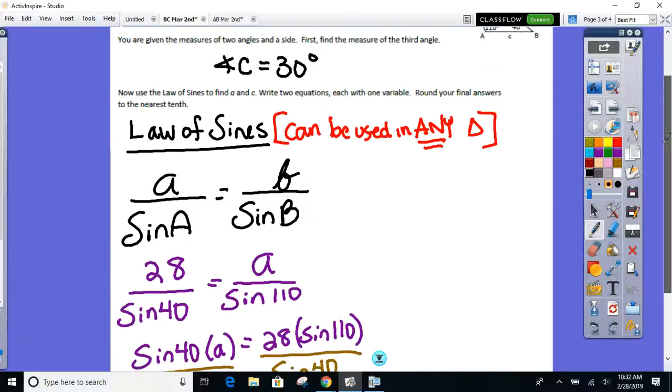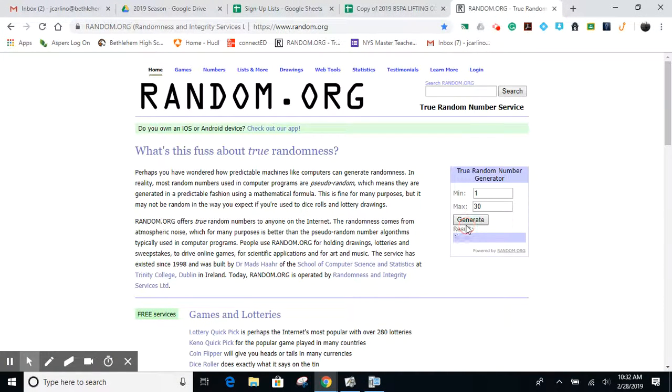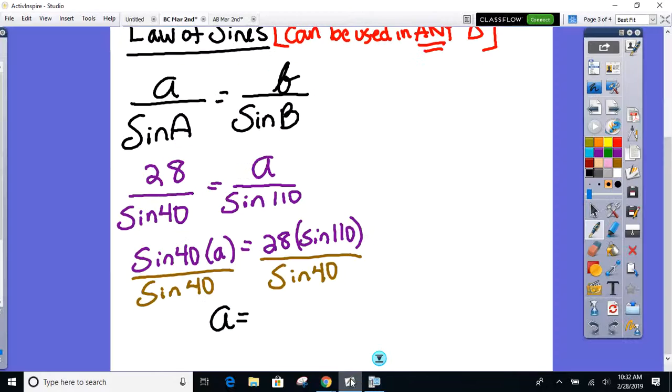And I got to go back up. Rounding directions, round your final answers to the nearest tenth. So I get the A by itself. I do 28 sine, make sure you're in degree mode, 110. And I divide that by the sine of 40. And just make sure we're all on the same page. What are you getting? Good, 40.9 for side A.